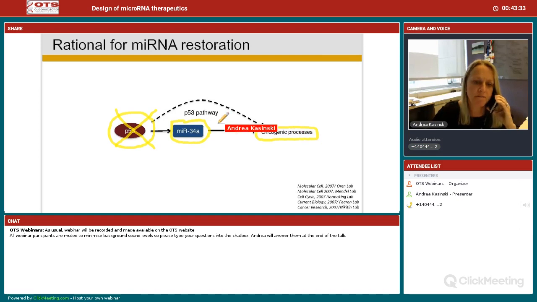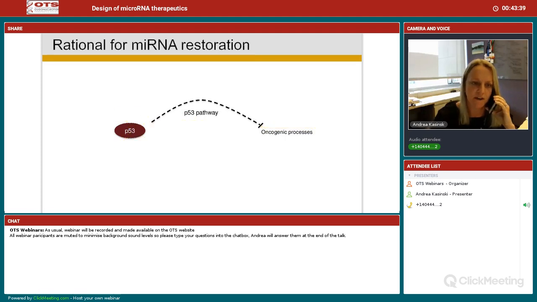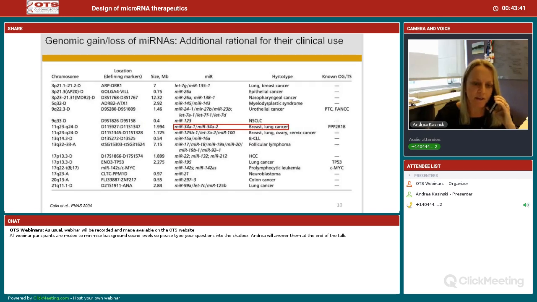And so it was reasoned that perhaps restoration of miR34 would be a valid therapeutic for individuals that have mutations in P53 signaling pathway. But this goes beyond just mutations in P53, and it's really useful to think deeply about the biology of the system that you're working on. For example, work out of George Calin as a postdoc when he was working with Carlo Croce, where they were looking at fragile regions of the genome.